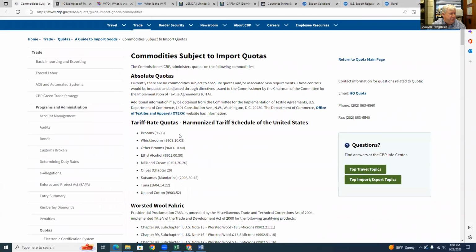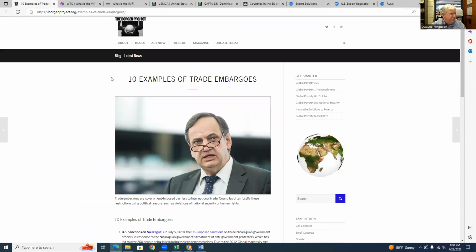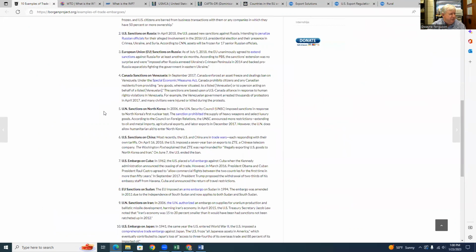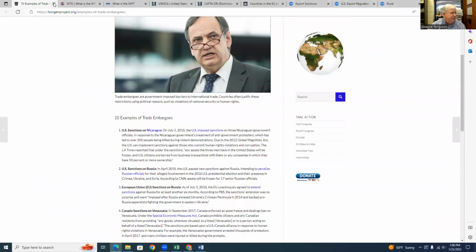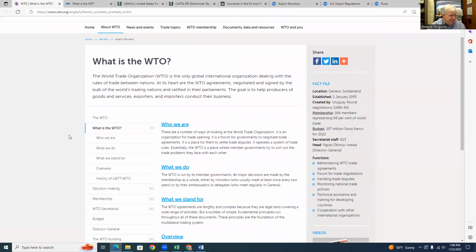Quotas. Here's some information on quotas. And again, we don't have absolute quotas, but we do have some where there's a certain amount of brooms you can bring in. And after that, you have to pay tariffs on it. So anyway, you can read through that. Here are some examples of the trade embargoes that we've had with Cuba and China and North Korea and all kinds of countries for different things they've done. You know, it's our political retaliation, I guess you'd say, the way we react.